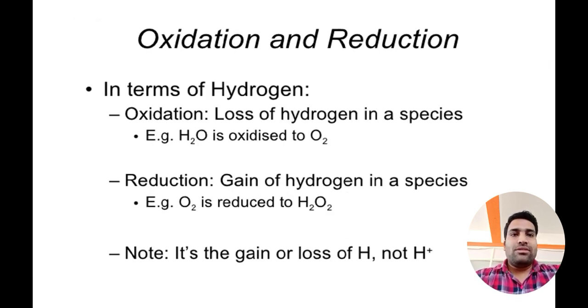So next, oxidation or reduction in terms of hydrogen. Oxidation is loss of hydrogen in a species. Example, H2S is oxidized to S. Here, hydrogen has been removed from the species. Okay. Next, reduction is gain of hydrogen in a species. Example, O2 is reduced to H2O2. Here we have a note: it's the gain or loss of H, not H plus.